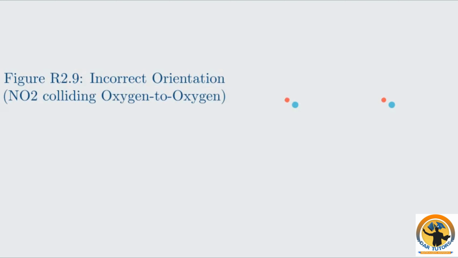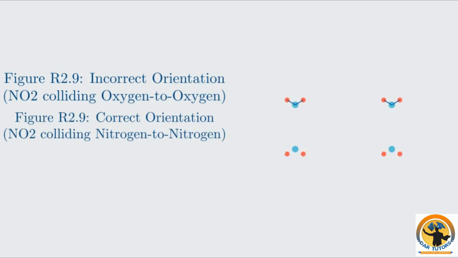Consider two nitrogen dioxide molecules, NO2. If they collide with their oxygen atoms facing each other, they will likely just bounce off. This is an unsuccessful collision due to incorrect orientation. But if they collide with their nitrogen atoms aligned, they have the potential to form dinitrogen tetroxide, N2O4. This is a successful collision.